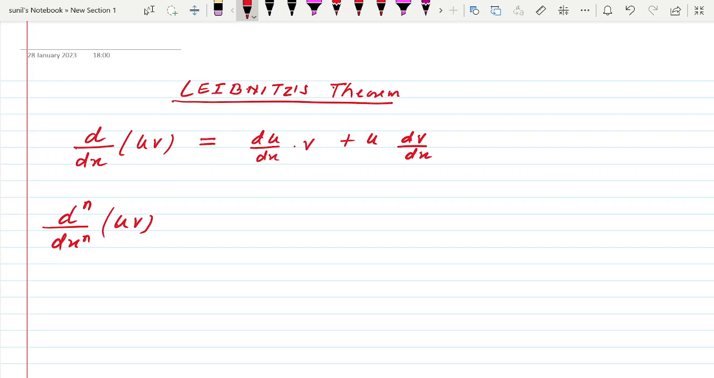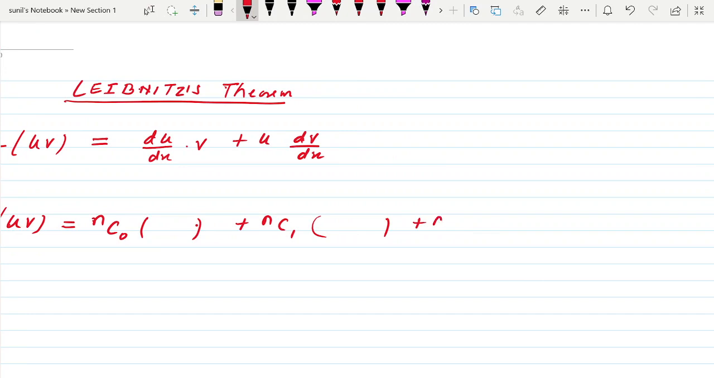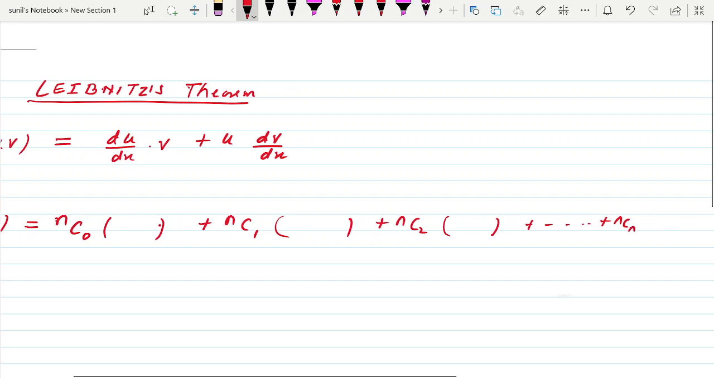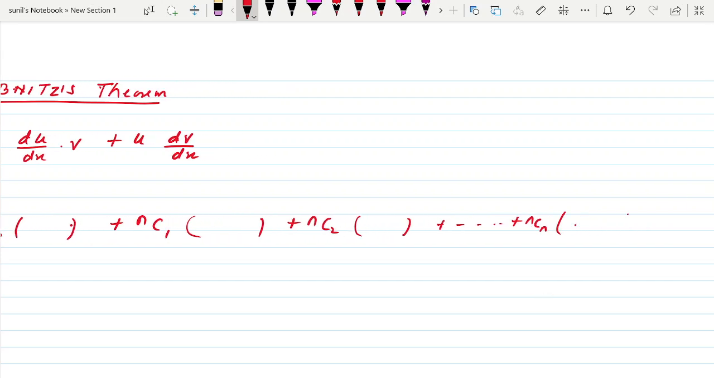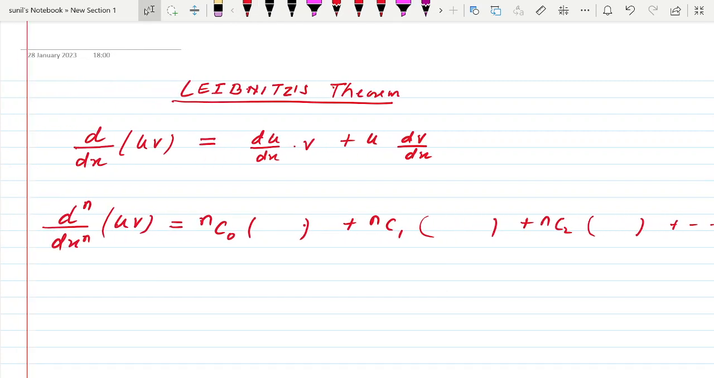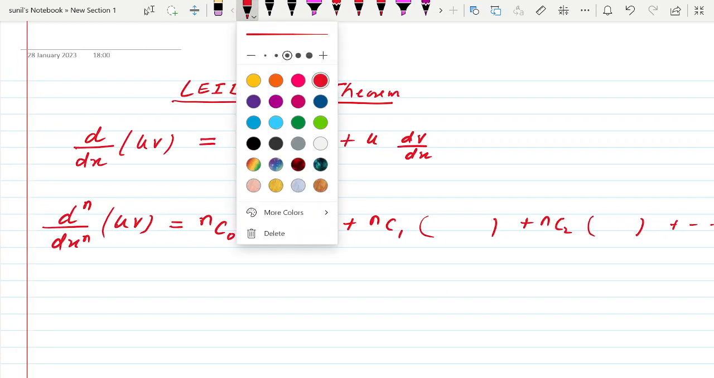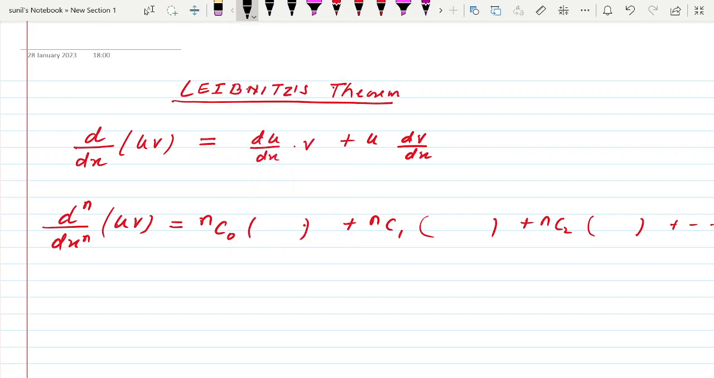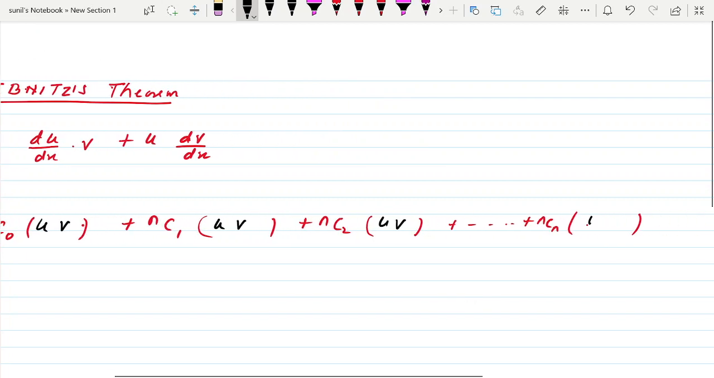See, it behaves like this. You will write this way: first nC0 in brackets, then nC1 in brackets, then nC2 in brackets, and till nCn, again in brackets. Now what symbols are we using here? U and V. Put these symbols U and V here, in each bracket.